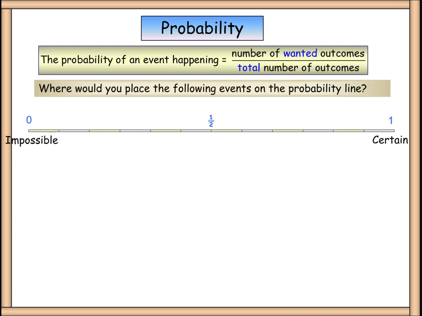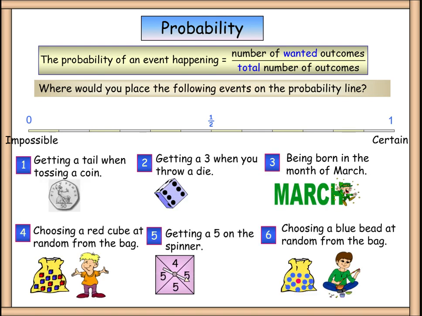Quick exercise for you in your books. Where would you rank the following events? So draw the number line in your books, click pause, and then rank those events for me. Number 1, getting a tail, only on the halfway line. Number 2, getting a 3 when you throw a die. Well, you know there's 6 outcomes. 3 is only one of them, so it's 1 out of 6.